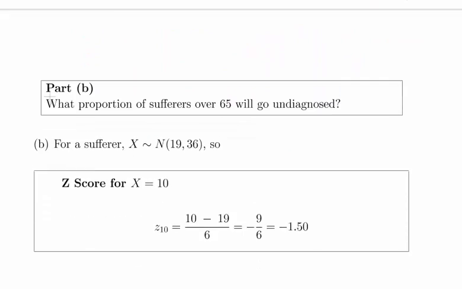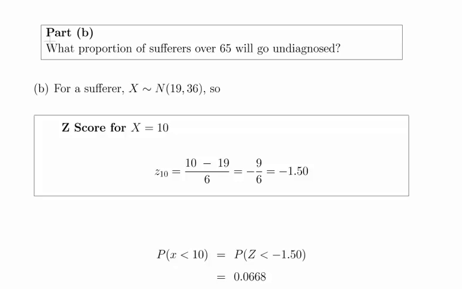So the next question is, what percentage of sufferers over the age of 65 will go undiagnosed? What proportion of sufferers, so essentially, what is the probability of x less than or equal to 10 here? This actually is a very simple question. Remember, they won't be detected if the threshold is under a particular value, 10. So we're using the same approach here.